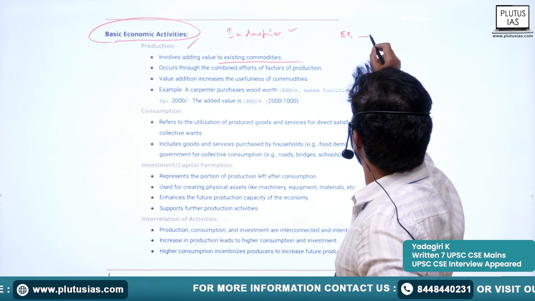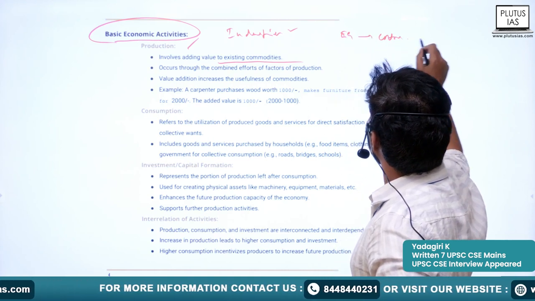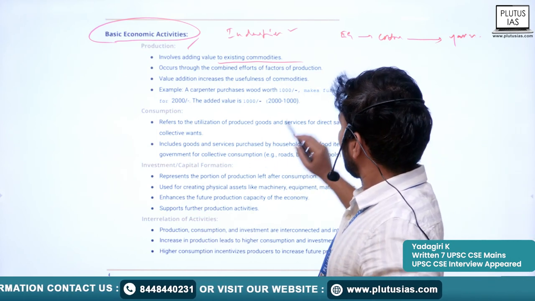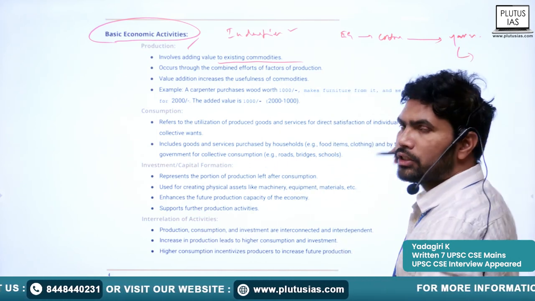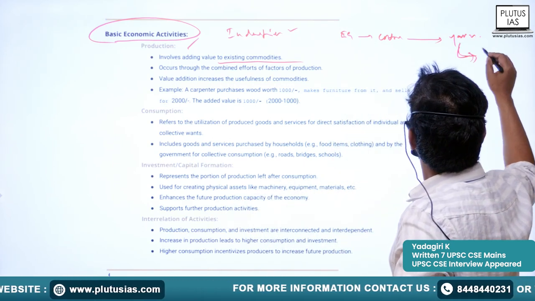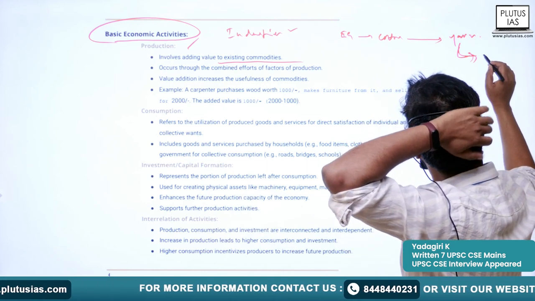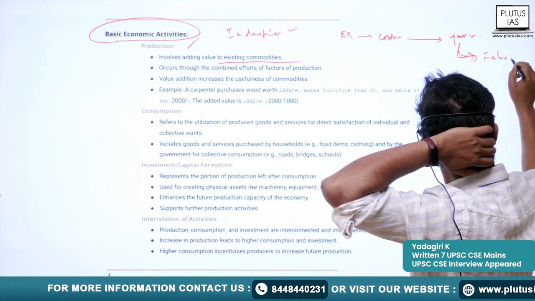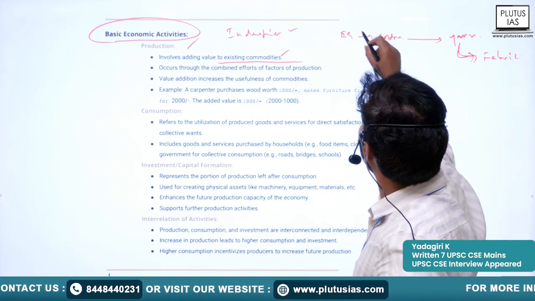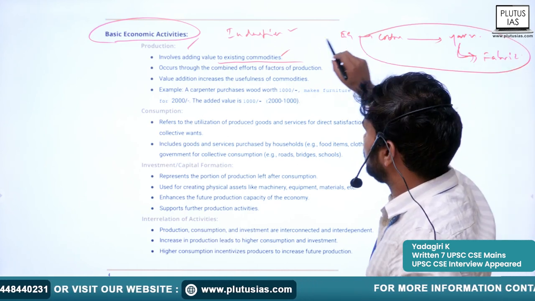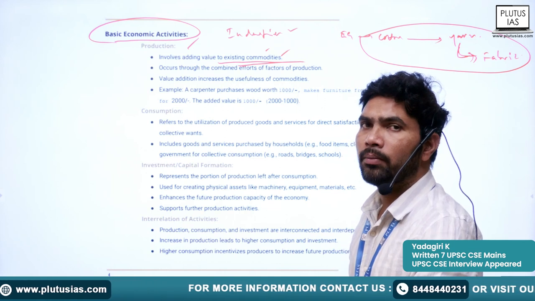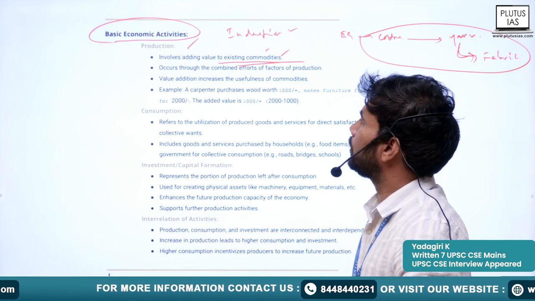Example, we have seen cotton fiber is there. It is converted into yarn. Right. Further, there can be value addition to the semi-processed goods also. So here, yarn can again be processed and made into fabric. Right. So we can call this process a production process. Here we are adding value to the existing product or commodity.